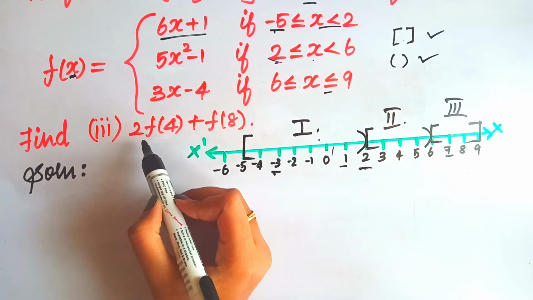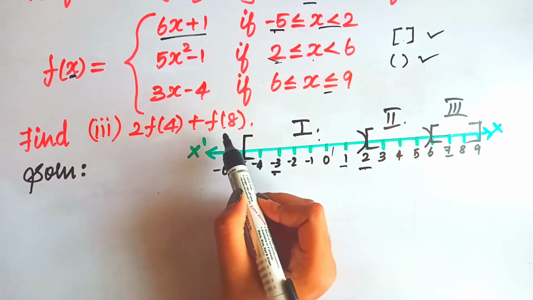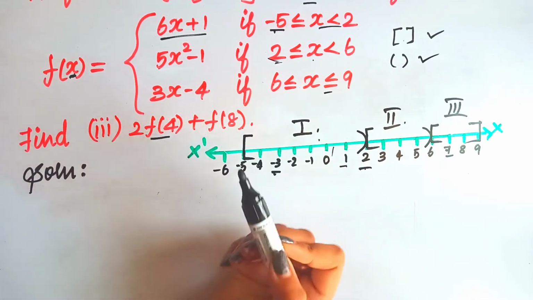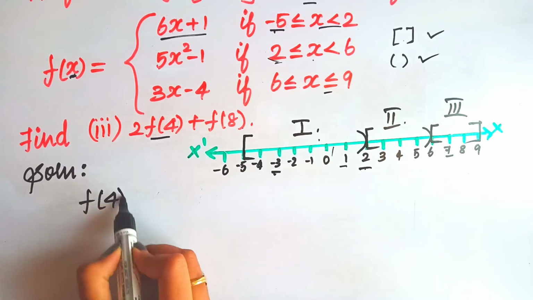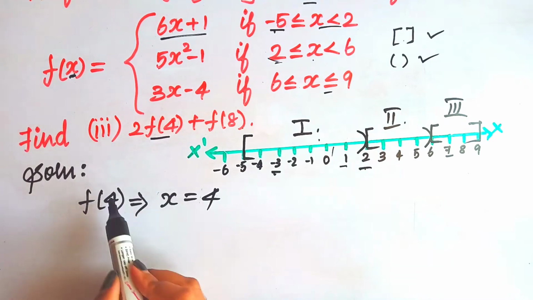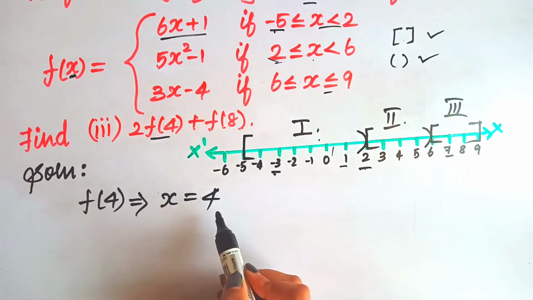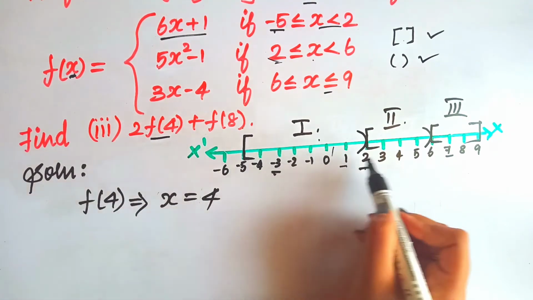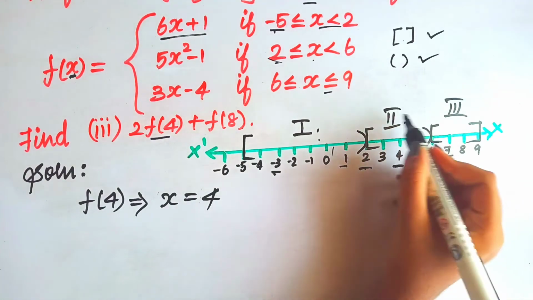Third subdivision: 2 × f of 4 plus f of 8. So first let's consider f of 4. So f of 4, which implies x is equal to 4. Since in the place of x there is 4, we can say that x is equal to 4. So now we have to find 4 in the number line. So here it is. It's in the second interval.